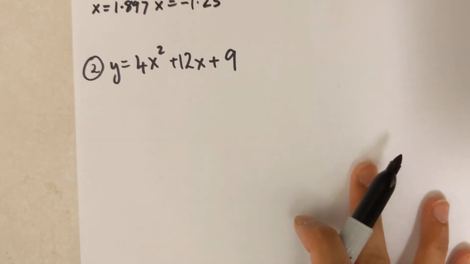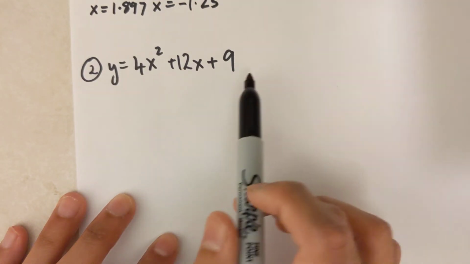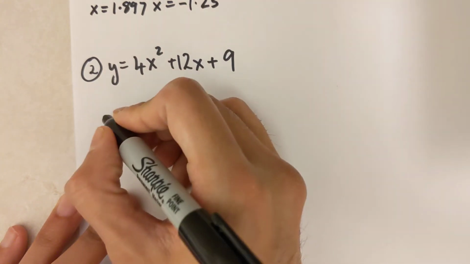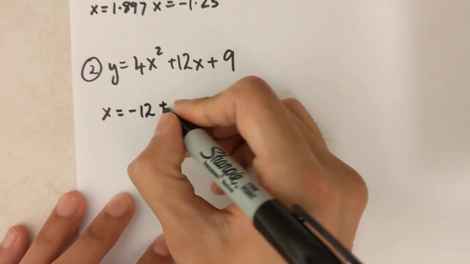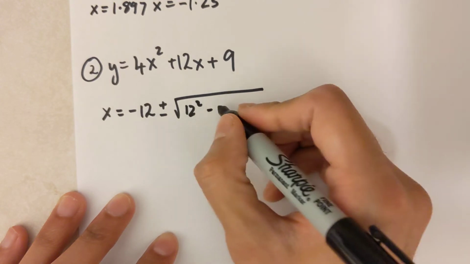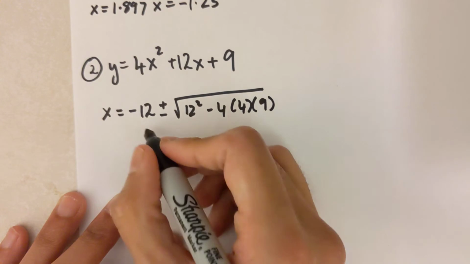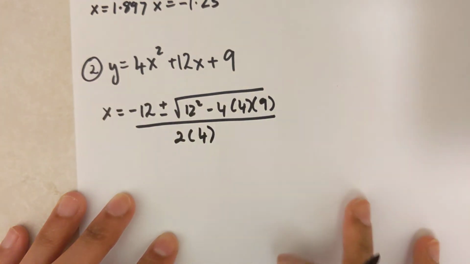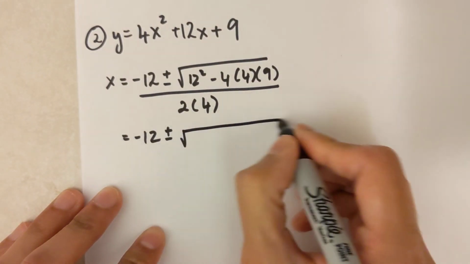Let me try another problem, and this problem again, I know it can be done with perfect square. Technically if you got this in a test, you would be doing it with perfect square, but I just want to show it using the quadratic equation. So x equals negative 12 plus or minus square root of 12 square minus 4 times 4 times 9 divided by 2 times a, which is 4. I'll do the same thing. I'll start with the calculation inside the square root.